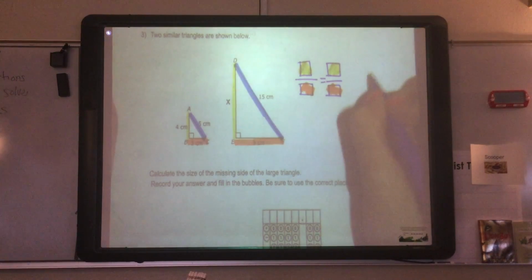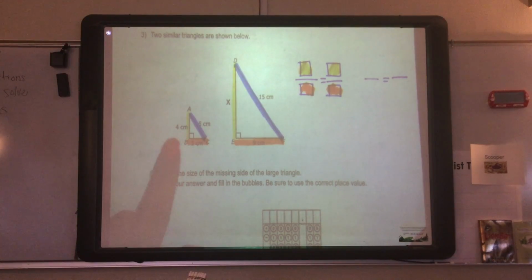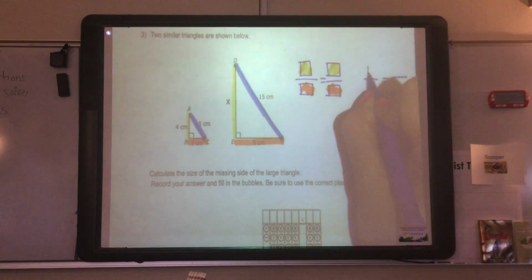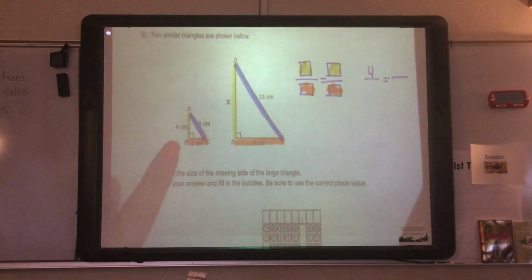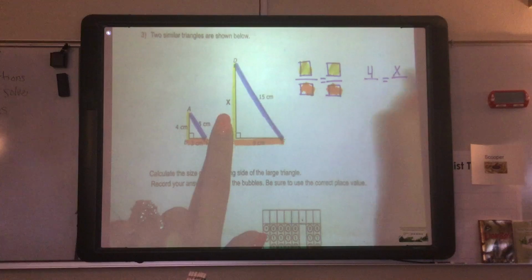We see that on the left-hand side, the small triangle has AB with 4 centimeters. So since that is yellow, we're going to do 4 for the first yellow. We go from the small on the left to the large on the right, so we're going left to right. We're going to put the value of X.